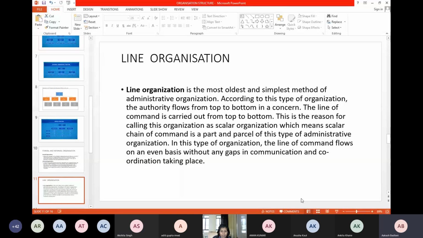Line organization is the oldest and simplest method of administrative organization. According to this type of organization, the authority flows from top to bottom in a concern. The line of command is carried out from top to bottom. This is the reason for calling it scalar organization, which means the scalar chain of command is part and parcel of this type of administrative organization. In this type of organization, the line of command flows on an even basis, without any gaps in communication, and coordination takes place. Very good.